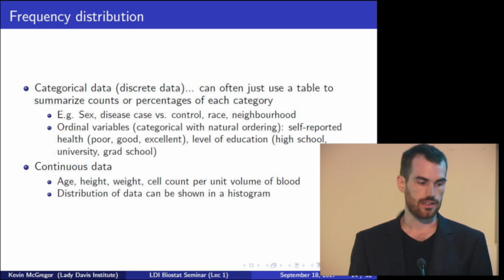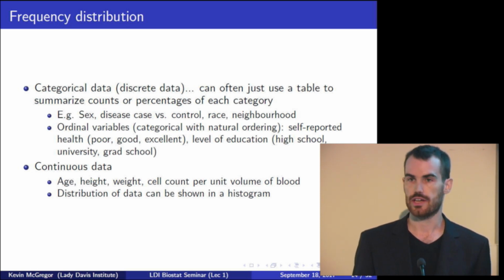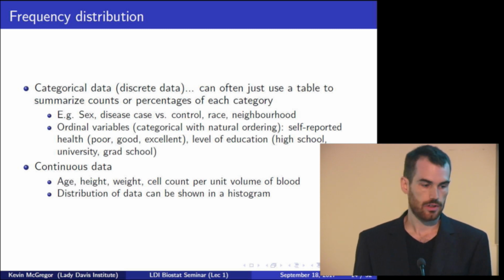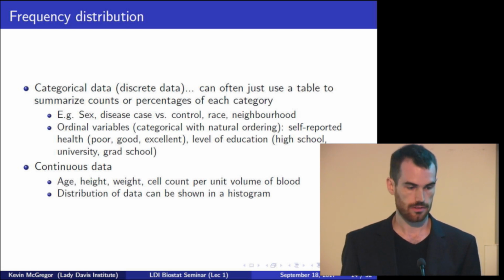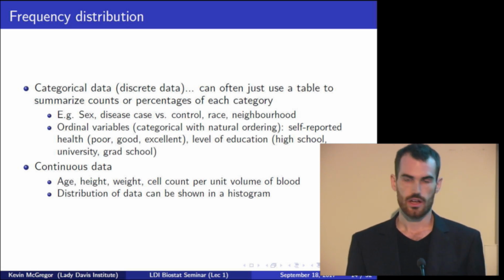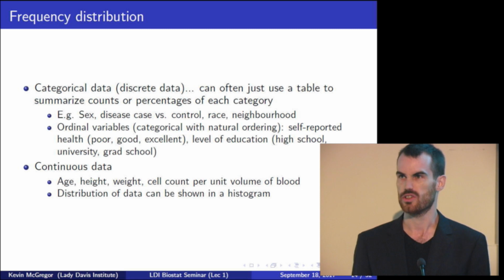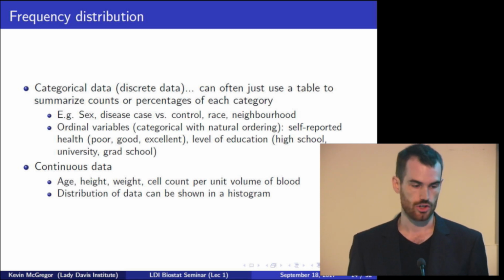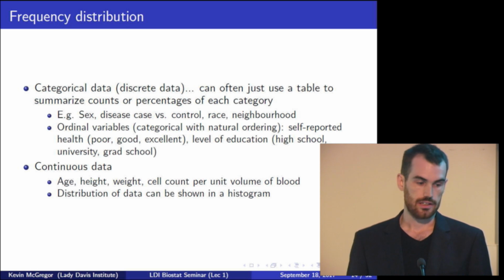Our two main kinds of data are, first, categorical data. That's a subset of something we call discrete data. With categorical data, you just have a small number of categories, and each individual can only fall into one of the categories. In that case, we can often use a table to summarize the counts or the percentages of individuals in each of those categories, or we can use things like pie charts and bar charts. Some examples of purely categorical variables are sex, disease case versus control, race, neighborhood, things like that.